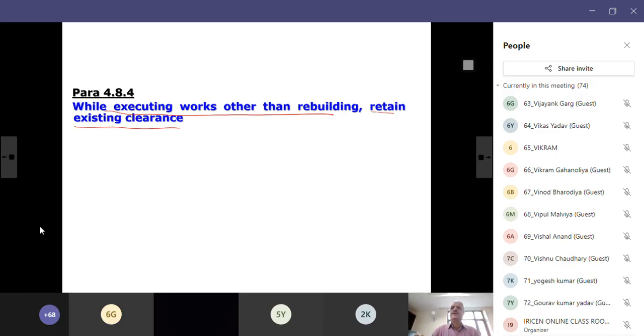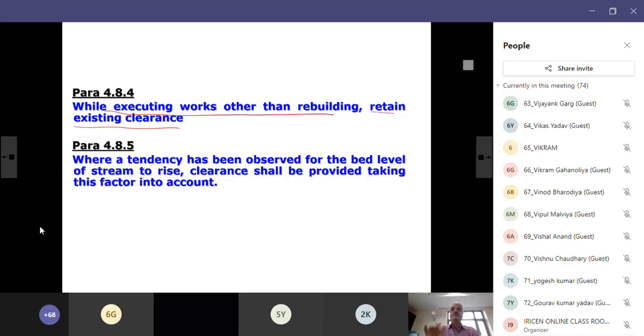You need not calculate and check whether they meet 1200, 1500, 1800. Mostly because previously these clearances were very less. Over a period of time they are increasing. So in existing bridges you mostly will not get them.